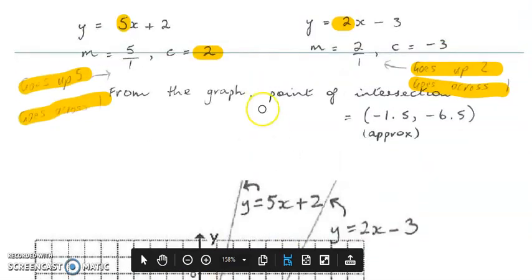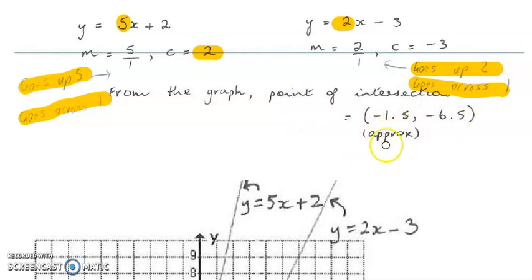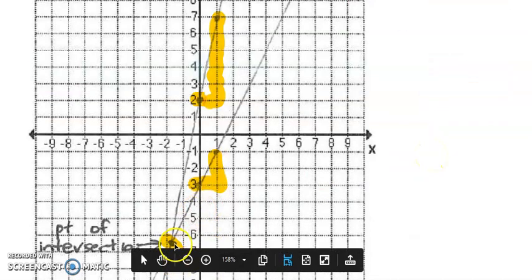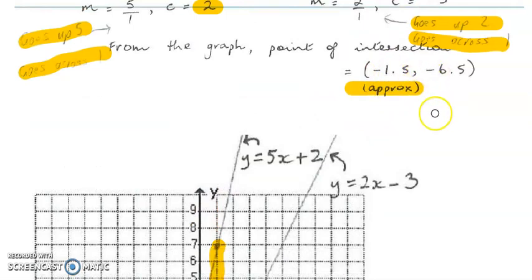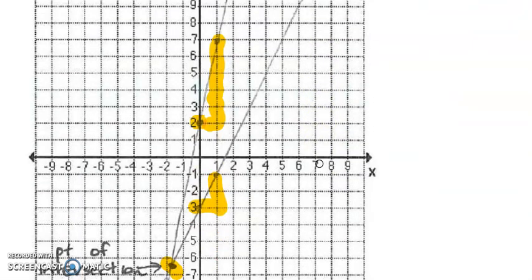So looking at the graph, the point of intersection is negative 1.5, negative 6.5. You'll note I've written the word approximately here. It's sometimes a little bit hard to eyeball from a graph. Students, it should be pretty obvious what the answer is, but if you're unsure, just take your best guess and we will factor that in when marking.